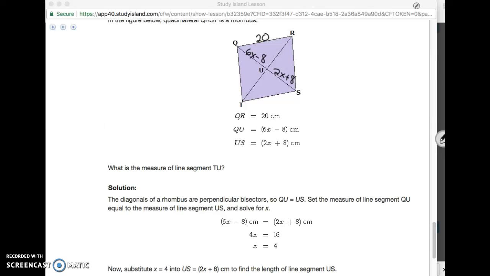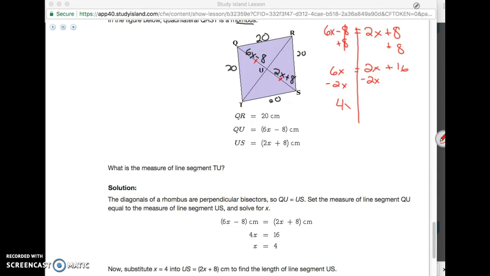In this next problem, they tell us that this is a rhombus, so we know all the sides are equal. So really, all the sides are 20. And another thing we know about a rhombus is that the diagonals bisect each other. So that means that this part is congruent to that part. So that tells us that 6x minus 8 equals 2x plus 8. I'm just going to solve this equation really quickly. So we've got that our x is equal to 4.